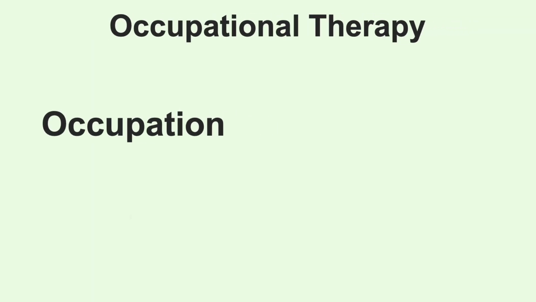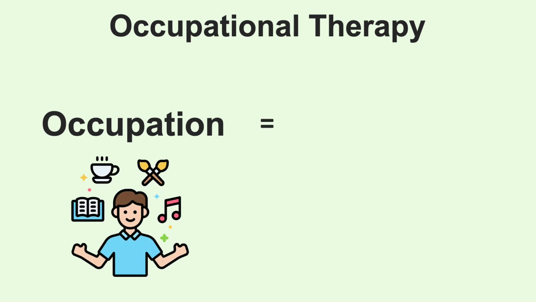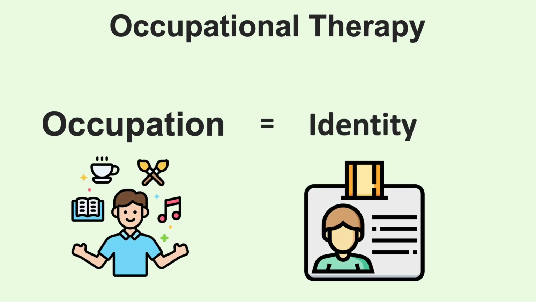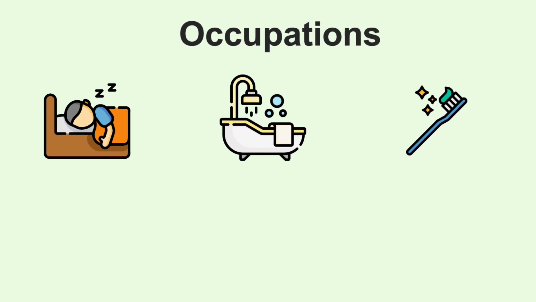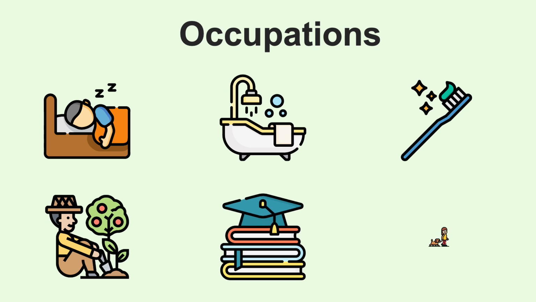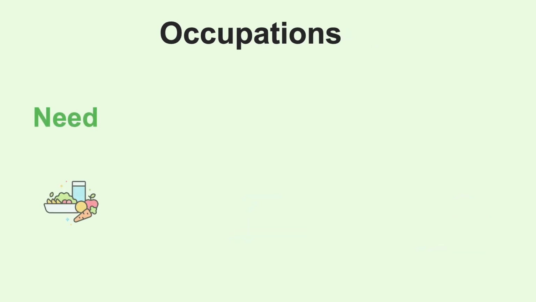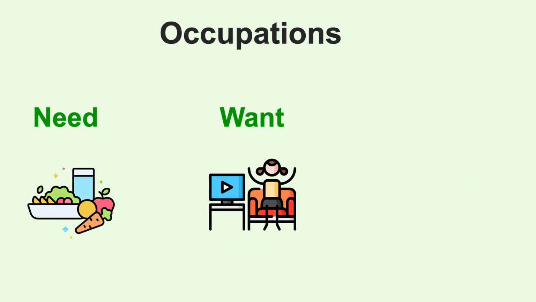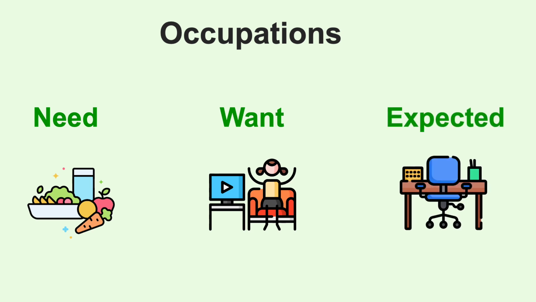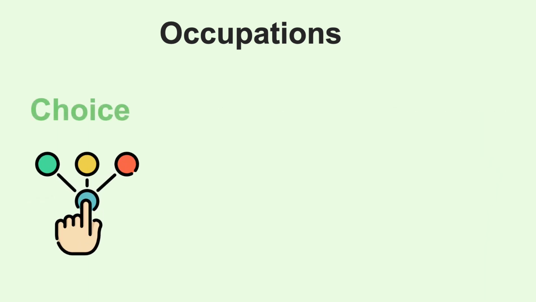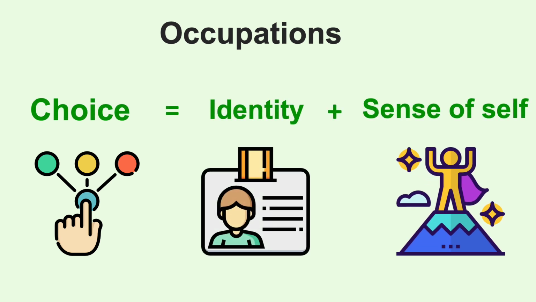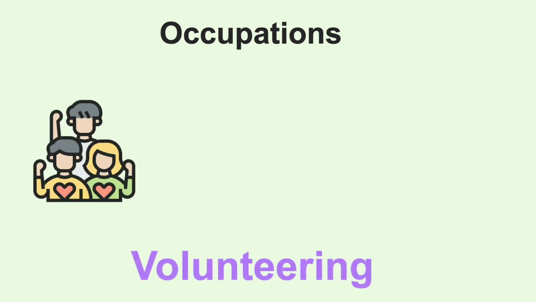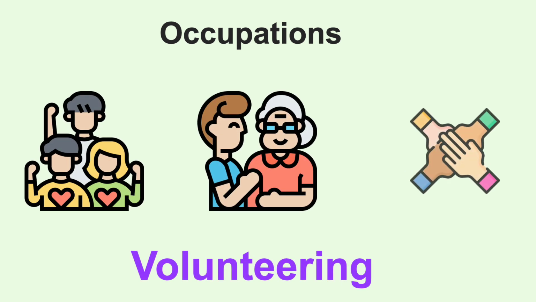Within the context of occupational therapy, occupation is what is important to us and contributes to our identity as a person. Occupations are the everyday activities that we do, and those that bring meaning and purpose to our lives. These include what we need to do, what we want to do, and what we're expected to do. Being able to choose our occupations helps us to hold on to our own identity and sense of who we are. Volunteering could be considered one of the many occupations that make up you as a person.